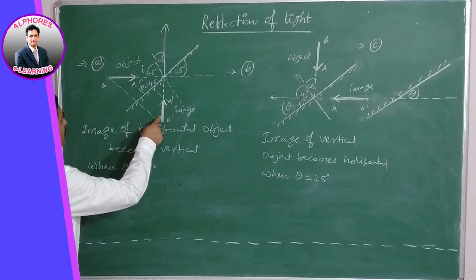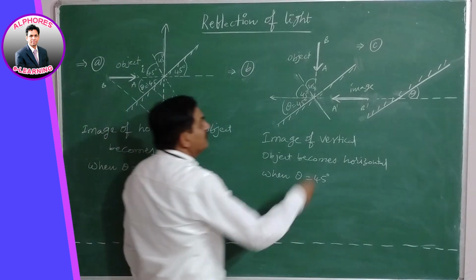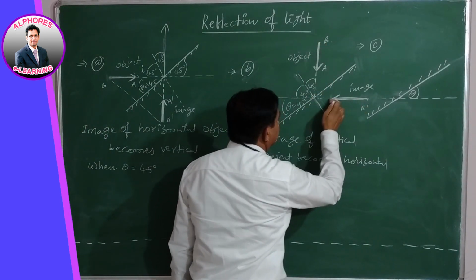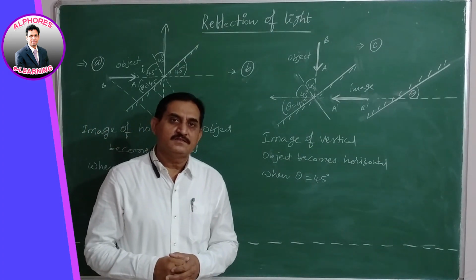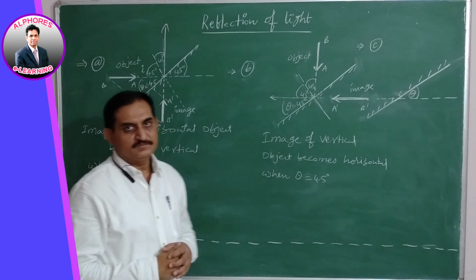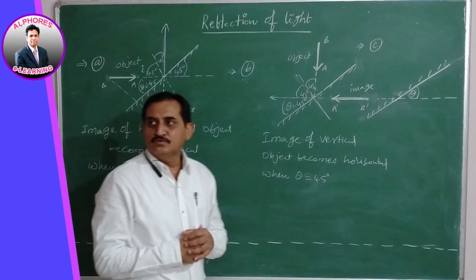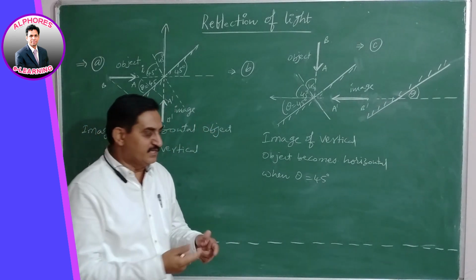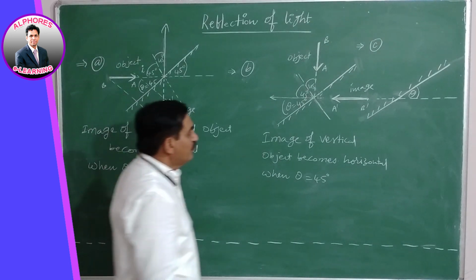So the image of a horizontal object becomes vertical. Here the image of a vertical object becomes horizontal. This is possible whenever the mirror makes an angle of 45 degrees with the horizontal. It's a very important point related to problem solving. Further we will discuss related problems. Next, let us go to another point.